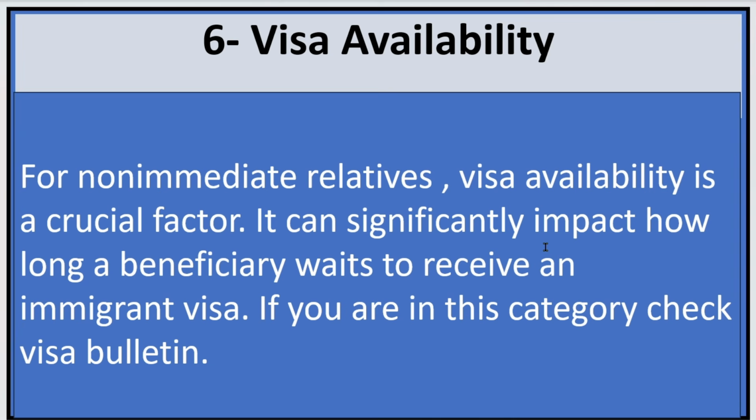Sixth factor, which is visa availability. For non-immediate relatives, I already talked about that. The visa availability is a crucial factor because it can significantly impact how long the beneficiary waits to receive an immigrant visa. If you are in this category, check the visa bulletin for each month because, as I mentioned, NVC or the Department of State releases the visa bulletin every month.